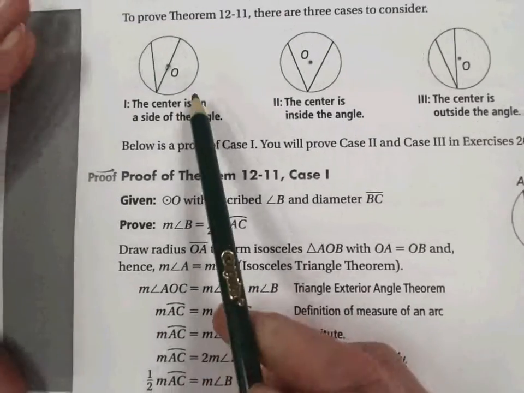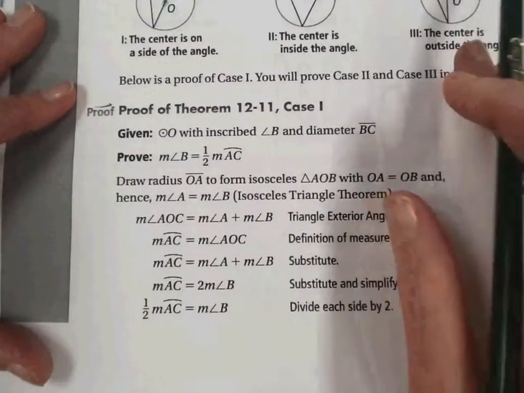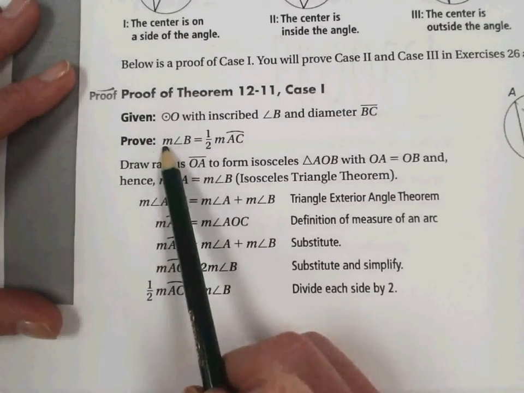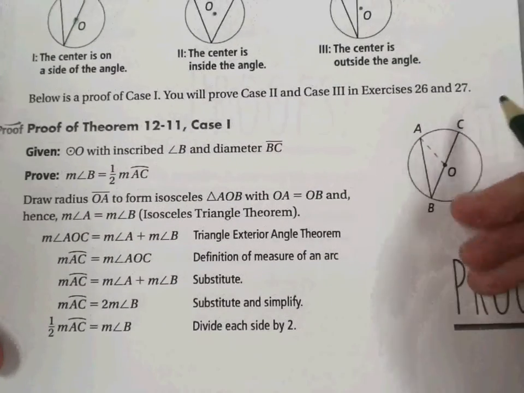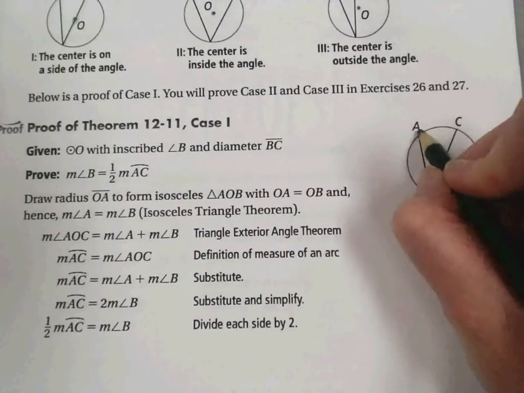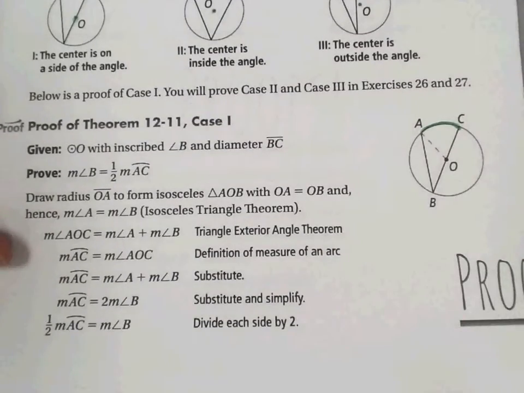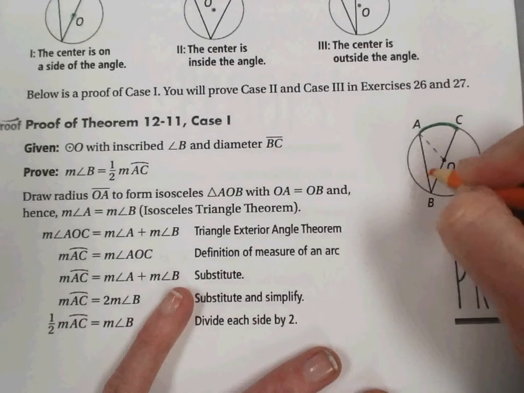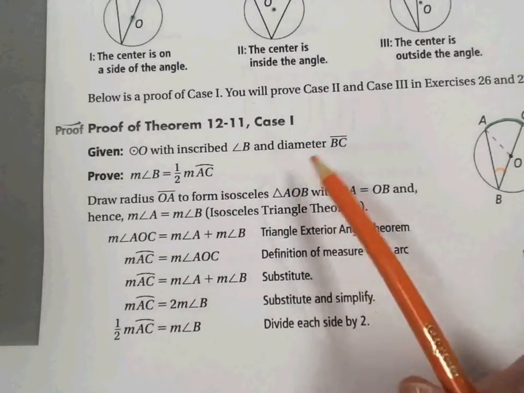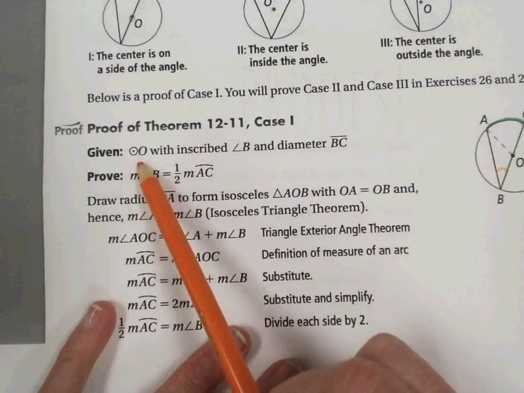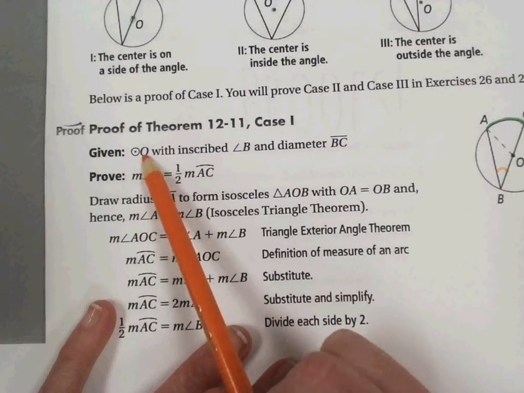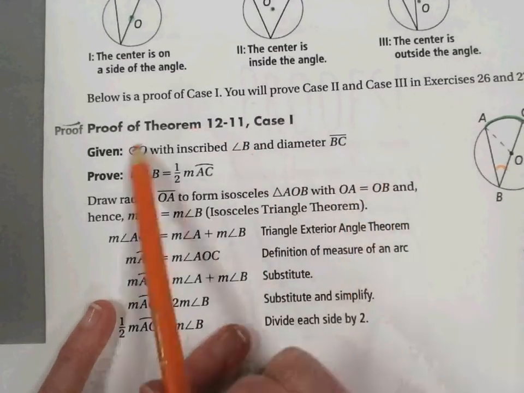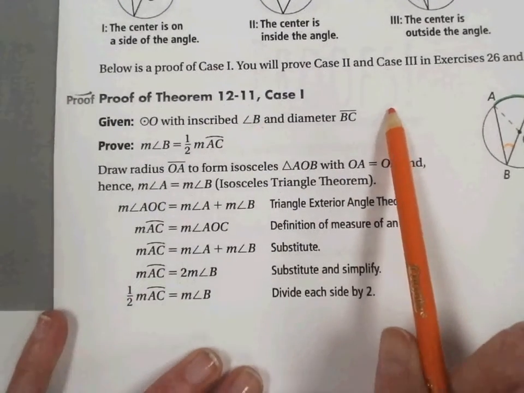So just looking at this particular case, we want to prove that the angle here is half the measure of that arc, arc AC. And the information that is given is circle O with inscribed angle B and diameter BC. So that is the given information.